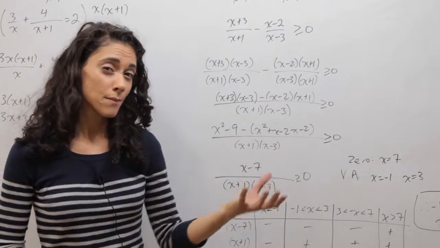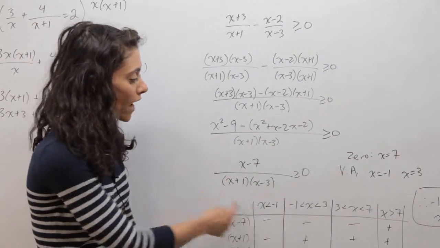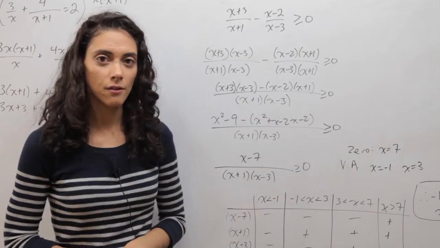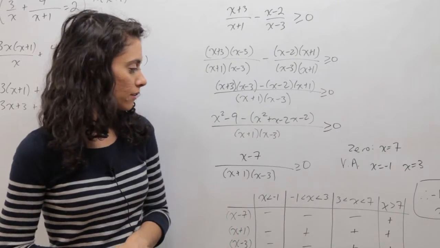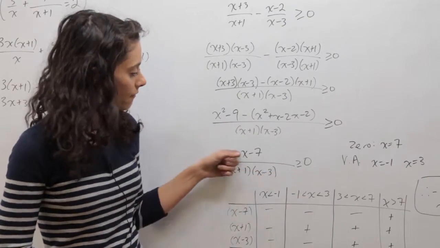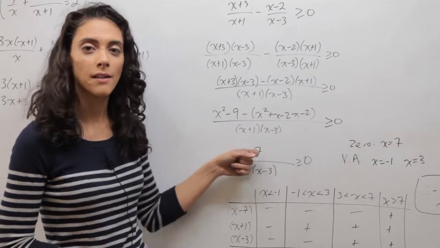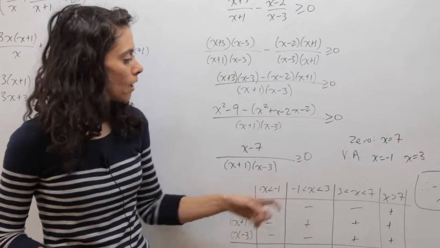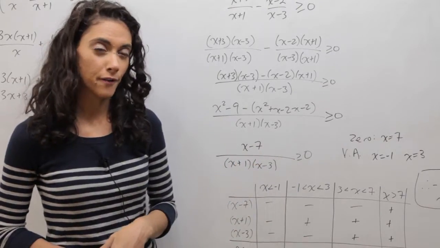So now this problem simplifies to: when is this rational function greater than or equal to 0? When is it positive and when does it equal 0? The equality part is pretty easy to answer. At 7, when I put 7 up here, 7 minus 7 is 0, and over whatever the denominator may be is still 0. But when is it positive? When is it greater than 0?